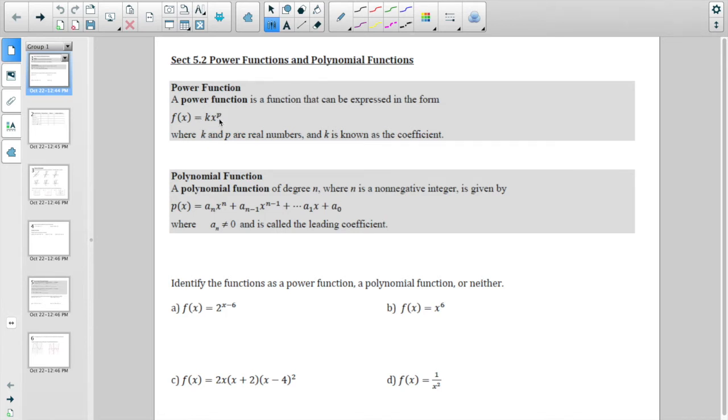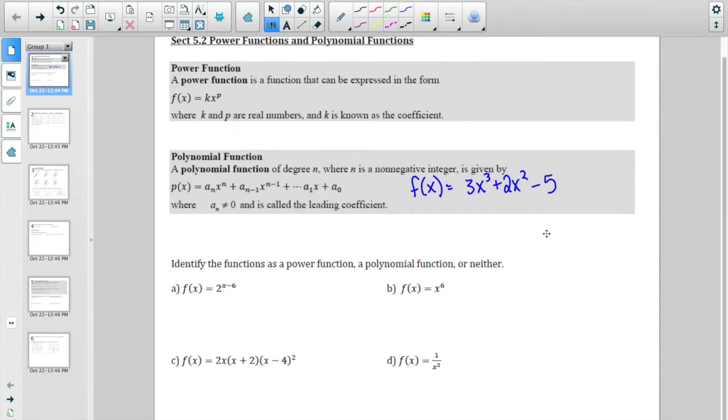Similar to a polynomial function, except notice that this is a single term. This is a monomial, the power function, whereas a polynomial function is made up of the sum or difference of several power functions. I'll just give you an example. I know this looks rather intimidating, but you guys have seen lots of these, like 3x cubed plus 2x squared minus 5. I'll leave out the x term. That would be a polynomial function. So we've done a lot of those, and that's what we're primarily going to be working on in the first half of chapter 5.